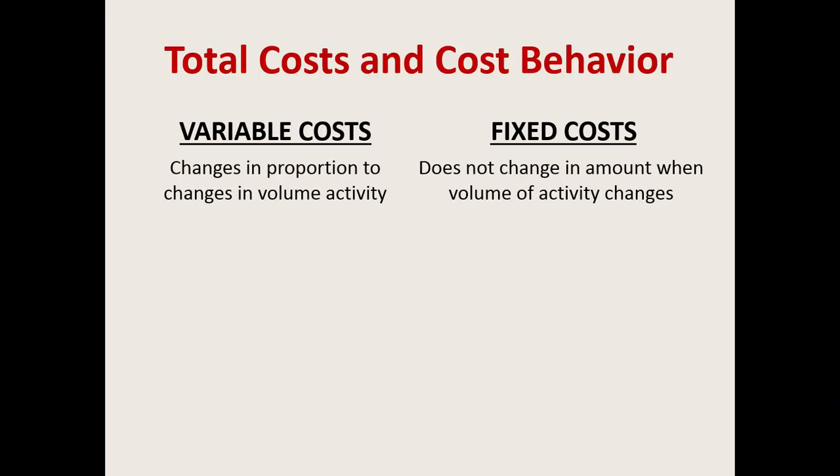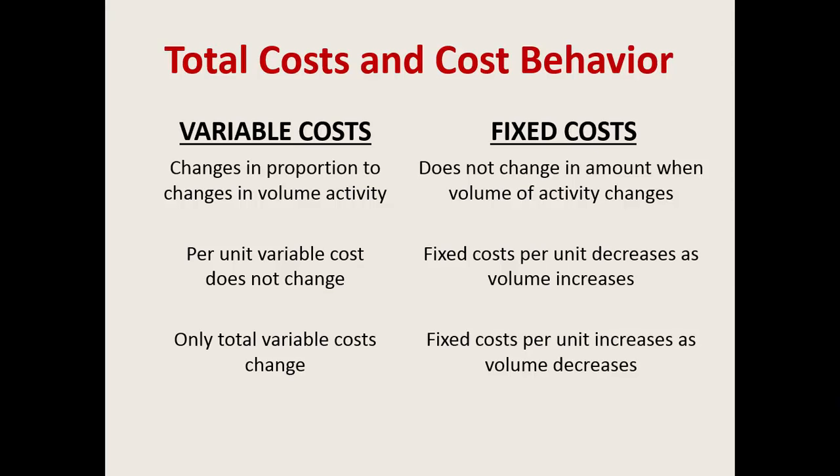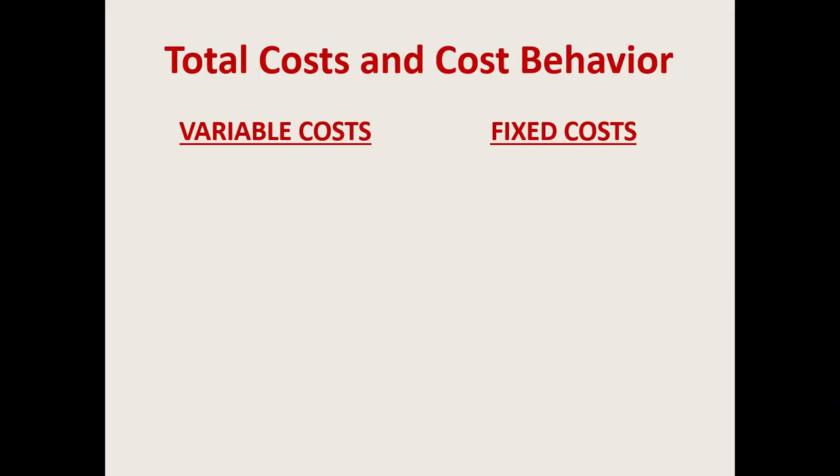So to review the differences, variable costs will change in proportion to changes in volume and activity. Fixed costs do not change, no matter how much activity there is. The per unit variable cost does not change, but the total will with changes in production. Fixed costs will remain the same, so fixed cost per unit will decrease as volume increases, and just the opposite, it will increase per unit as volume decreases because you're spreading that total fixed cost over total production.